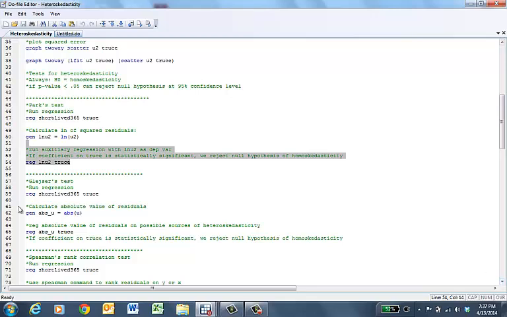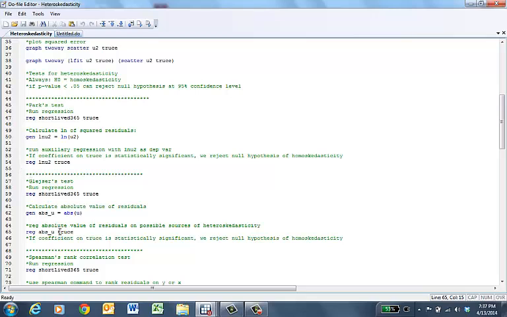Another test is the Glejser test. In this case, we're going to calculate the absolute value of the residuals, and then in our auxiliary regression, we're going to regress the absolute value of the residuals on our independent variable. If we had more than one independent variable, we can include as many independent variables in this auxiliary regression as we thought were possible sources of heteroskedasticity.